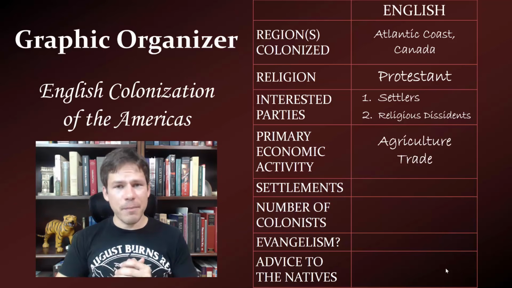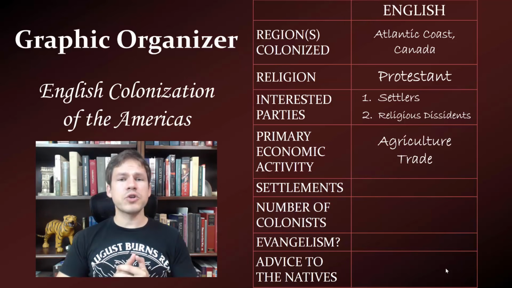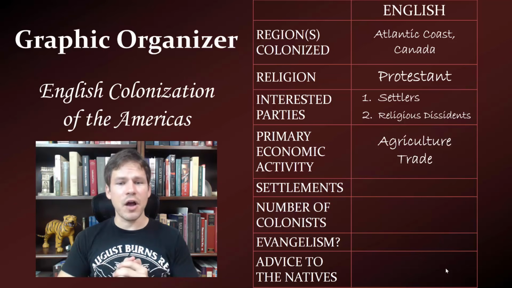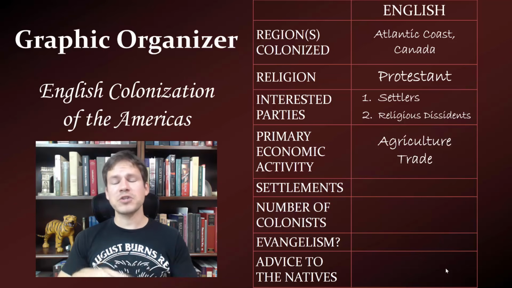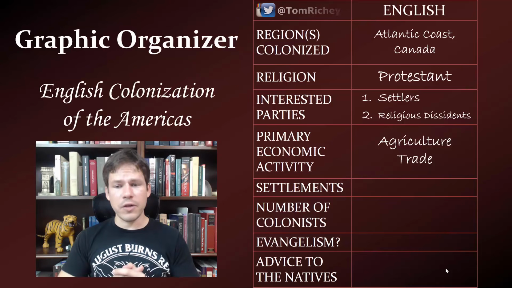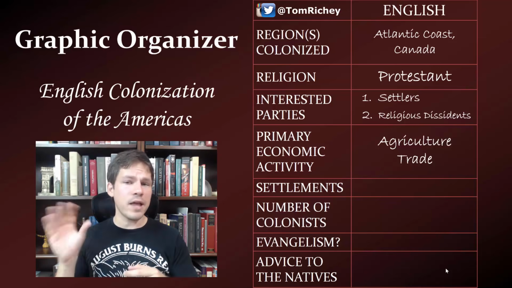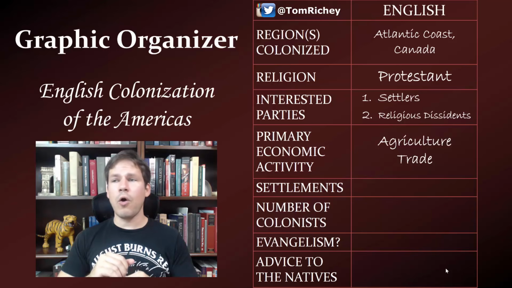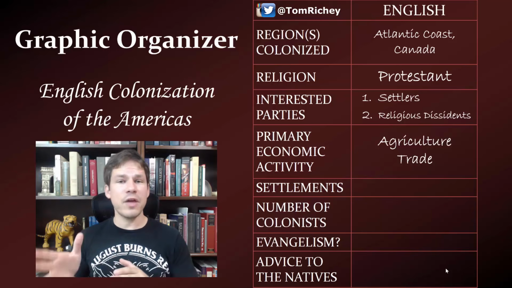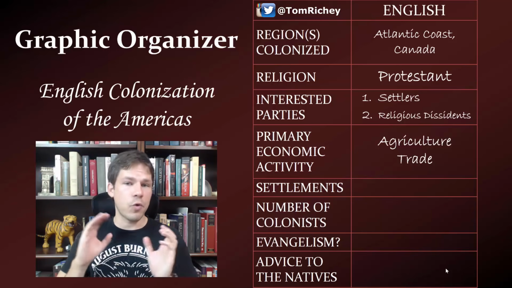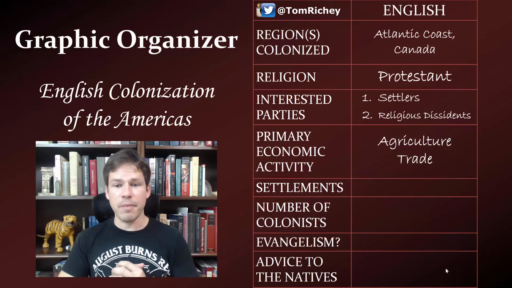The primary economic activities are agriculture and trade, and this is something that sets the English apart because of the massive cultivation of cash crops, especially in the southern colonies, and then trade, as the New England colonies are focusing on shipping and getting these cash crops to market. And then, of course, the middle colonies are kind of feeding everybody with the staple crops.